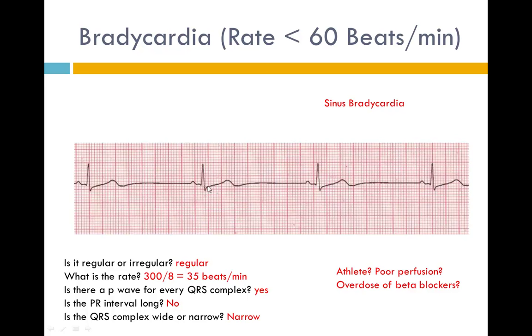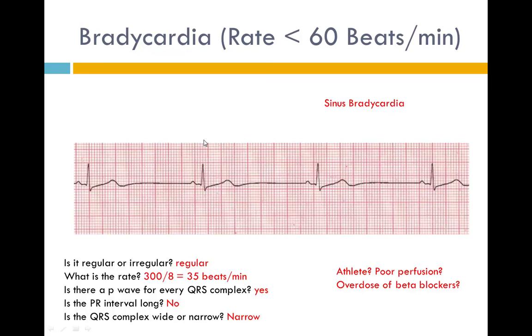Again, it needs to be between 0.12 and 0.20. So let's count these boxes. 1, 2, 3, 4. So nope, it's within normal, so it's not long. And then, is the QRS complex wide or narrow? It looks pretty narrow just by seeing it. And if we looked at those little boxes, it should be less than 0.12, and it's only 1.5 boxes. All right, so I would say that's narrow.